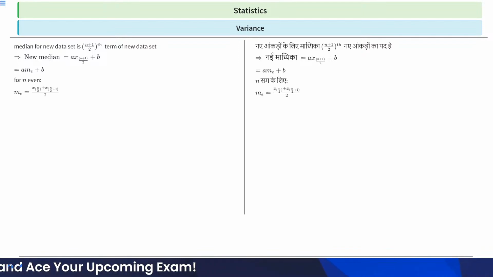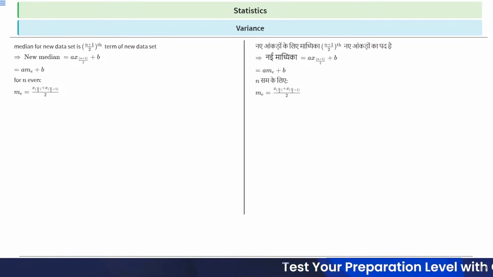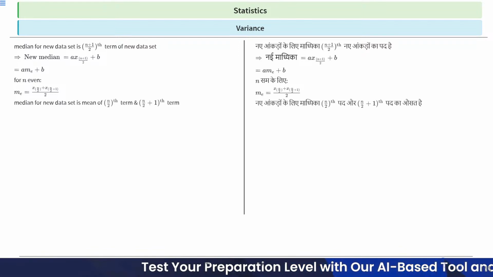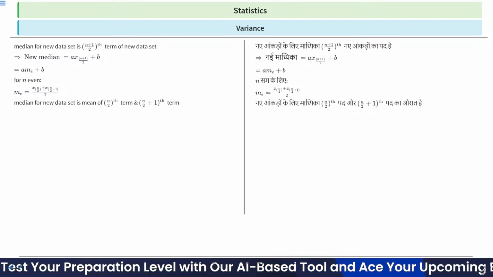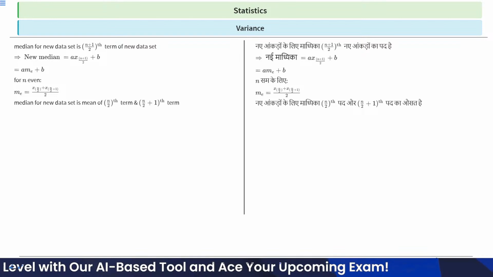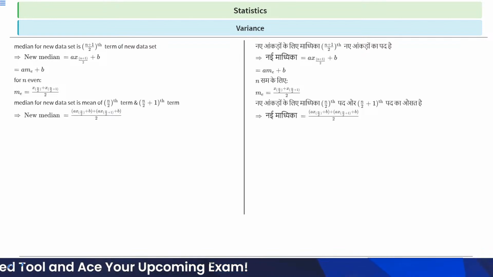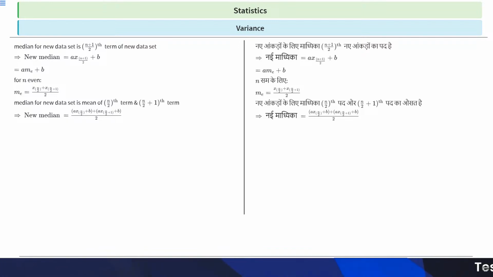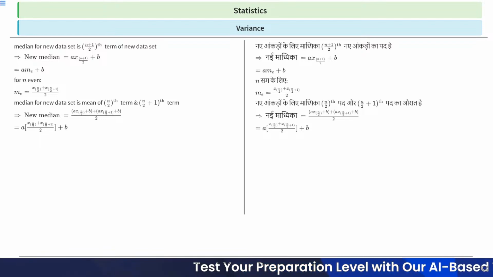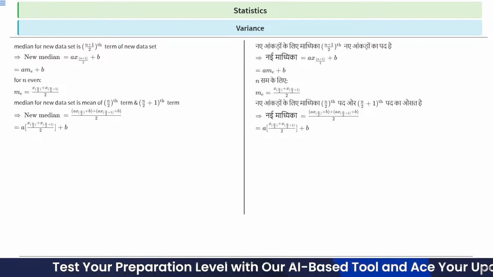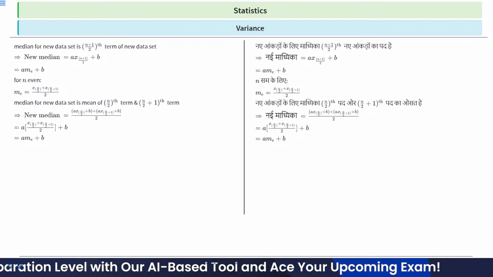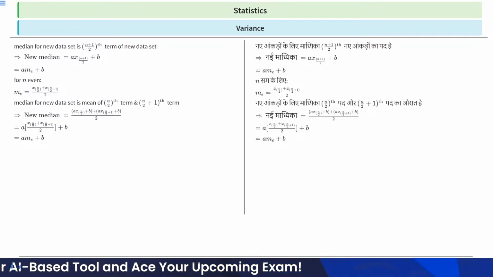right. Now for n even, when n is even, me is equal to x of n by 2 plus x of n by 2 plus 1 upon 2. So median for the new data set is mean of the n by 2th term and the n by 2 plus 1th term, right. New median is equal to a x of n by 2 plus b plus a x of n by 2 plus 1 plus b upon 2. So a into x of n by 2 plus x of n by 2 plus 1 upon 2 plus b, which is equal to a me plus b, right, a me plus b.